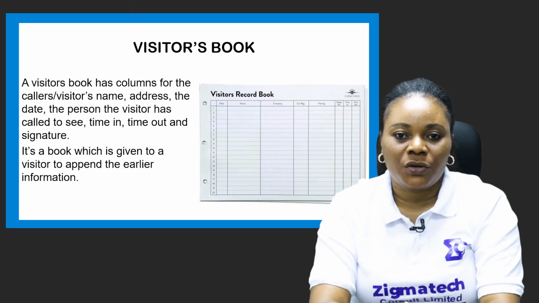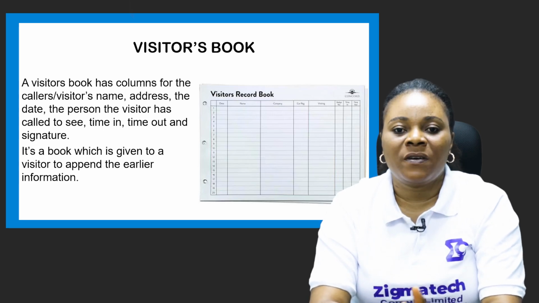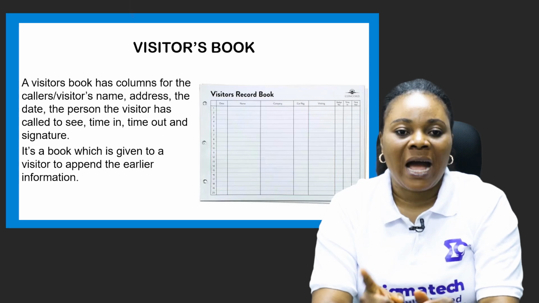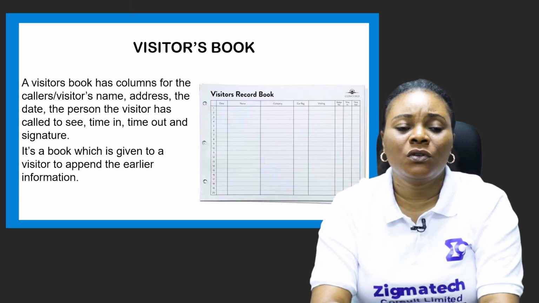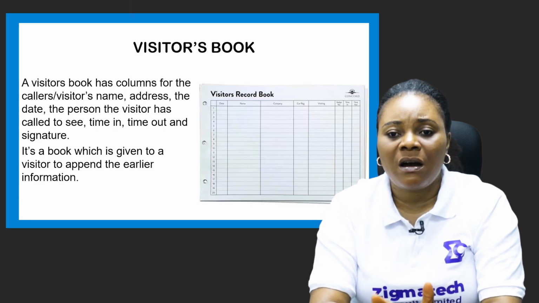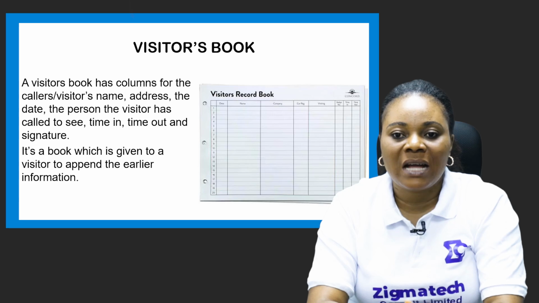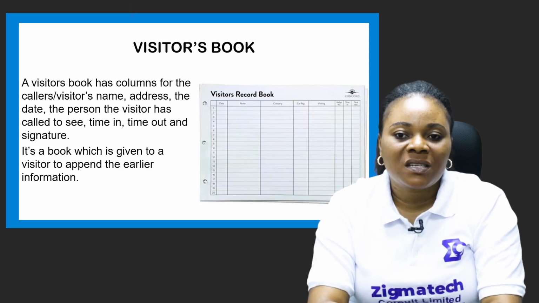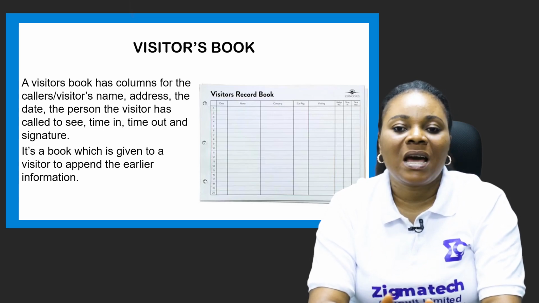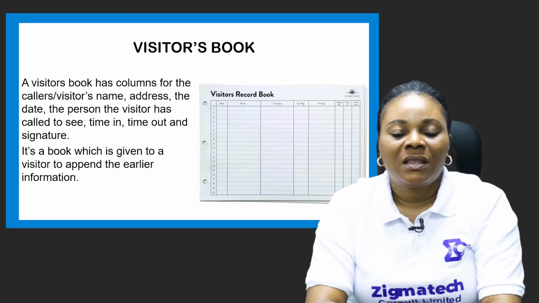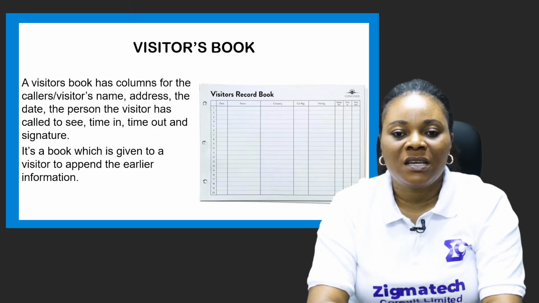The visitor's book has columns for the visitor's name, the address of the visitor, the date of the visit, and the person the visitor has called to see. Remember, that office is like a general office, so anyone who has called in to see any member of staff passes through that office. The name of the person the visitor has called to see is appended in the visitor's book. The time in is the time the visitor came in.